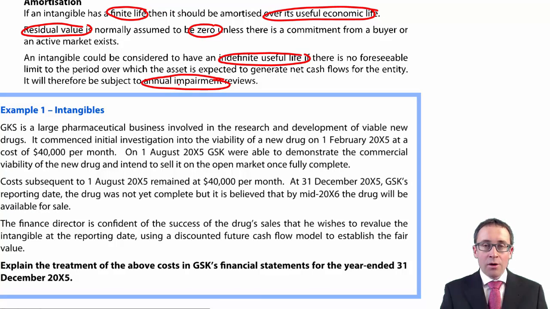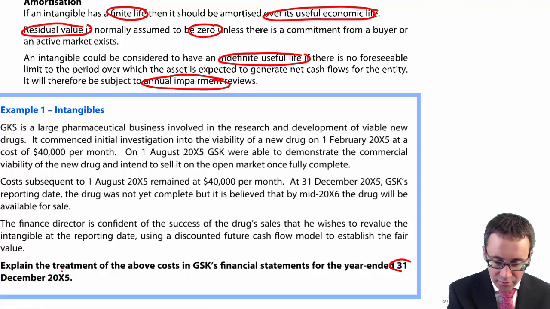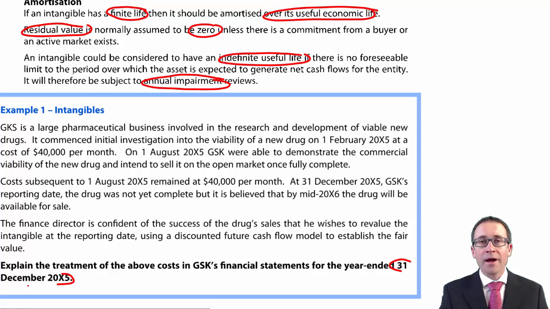Okay. Right, to the moment you've all been waiting for, an example. We could have thrown a couple more examples in earlier, but I just think there's plenty of stuff to go through there and get you stuck in within the real exam, within the revision kits. So what have you got? It says, explain the treatment of the above in GKS's financial statements, SFP and profit or loss, for the year ended the 31st of December 20X5. Okay. So I reckon it's going to be to do with intangibles.